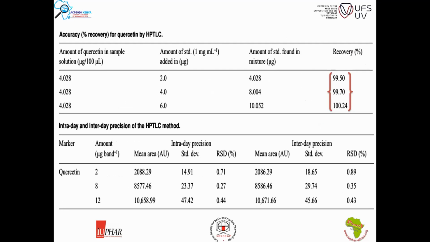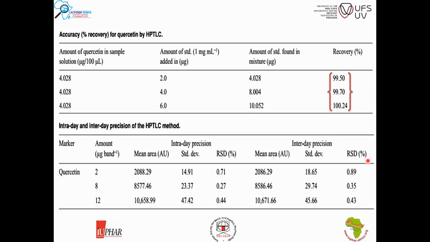The accuracy of the method was established by performing recovery experiments at 3 different levels using the standard addition method. For that, known amounts of standard solutions of quercetin were added to the re-quantified sample solutions of methanol extract. Then their response, that is peak area, was measured and percentage recovery was calculated. Each response was taken as the average of 3 determinations, and the recovery yield for quercetin was found to be between 99.50 and 100.24%.